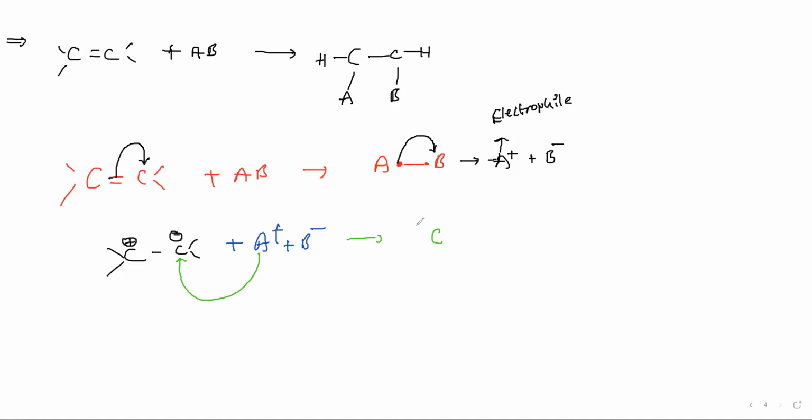Then what happens? Here, as usual, plus and a single bond. Sorry, here one more bond is also there: single bond, and here A.